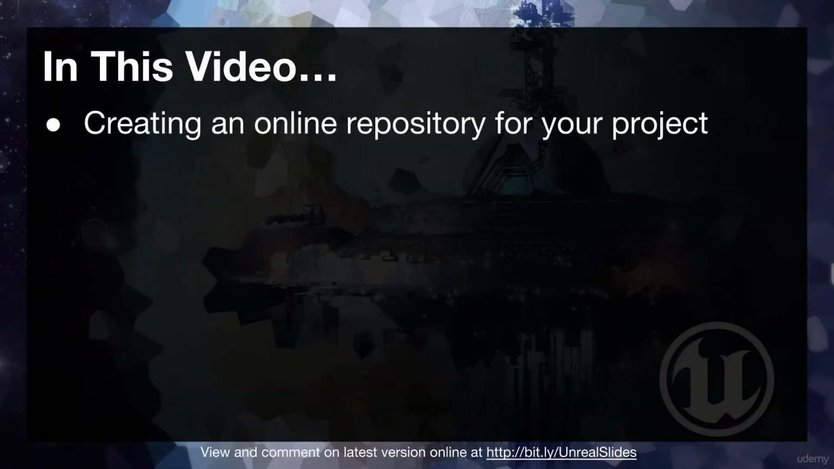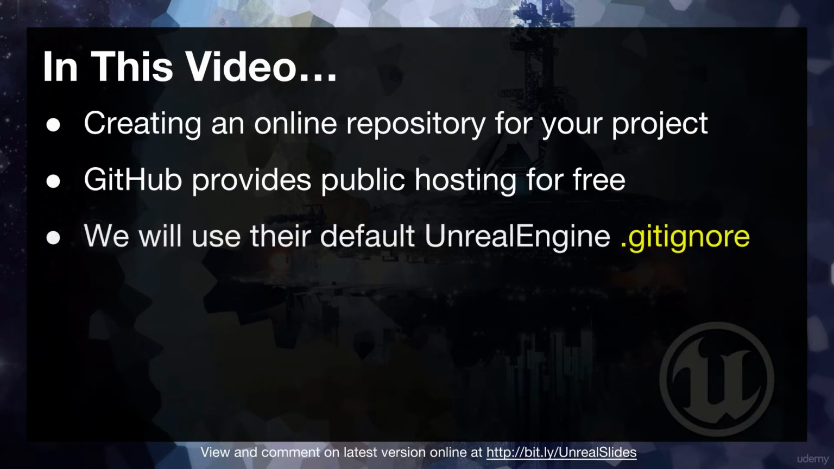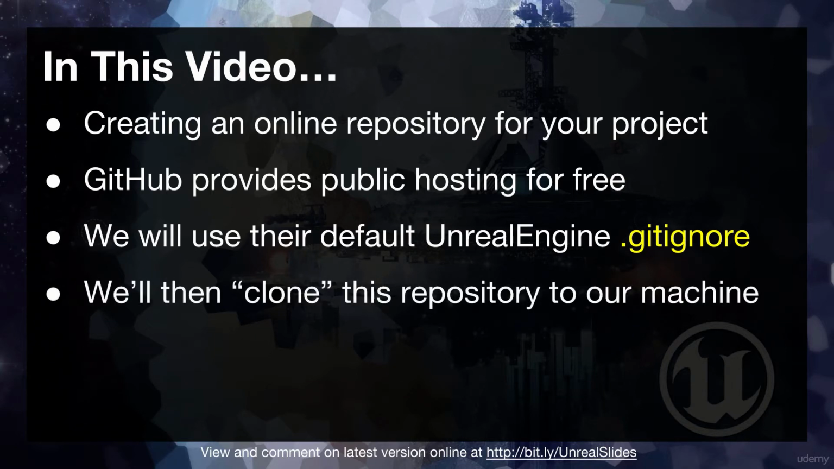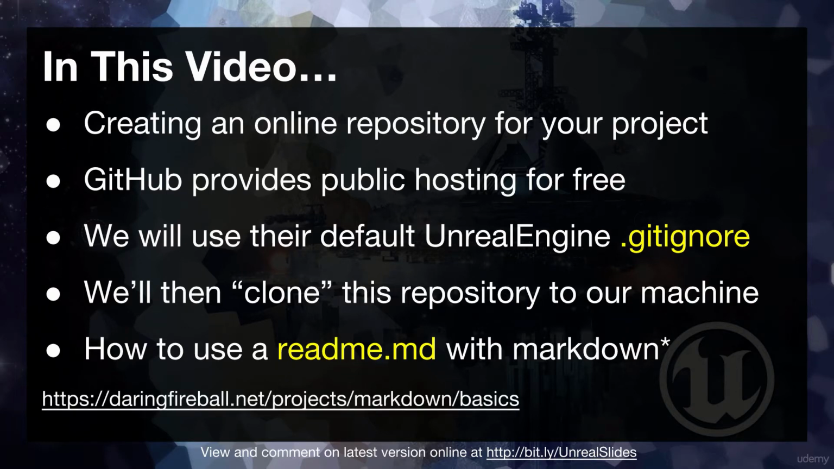In this video, we're going to be creating an online repository for your project. GitHub provides free public hosting for you. We'll use a default Unreal Engine gitignore file rather than writing it ourselves from scratch. We'll then clone what we made on the web down to our local machine. And as I said, I will show you how to make a readme.md file with something called Markdown. That is a simple language that's like an HTML simplification, and there's a link there you could follow to find out more about Markdown.